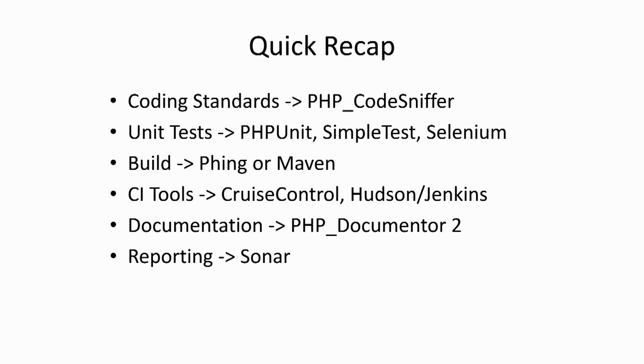So, quick recap of what we've talked about. We talked about having a coding standard, and you can test it with PHP Code Sniffer. We talked about automating our tests with unit tests, and you can use PHPUnit, SimpleTest, or Selenium. We're going to automate the build with Phing or Maven, and then automate the entire process with CruiseControl, Hudson, or Jenkins. Then we're going to do our documentation using phpDocumentor 2, and we have our in-depth reporting from Sonar.